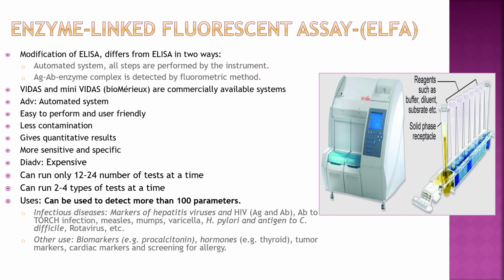Enzyme linked fluorescence assay is a modification of ELISA because it is a fully automated system. All steps are performed by the instrument. The antigen antibody enzyme complex is detected by fluorometric method. VIDAS and mini VIDAS are the systems available. Advantages: automated system, easy to perform, user friendly, less contamination, gives quantitative results, more sensitive and specific. Disadvantage: expensive. Application: infectious diseases, biomarkers like procalcitonin, hormones, tumor markers, cardiac markers, screening of allergy.